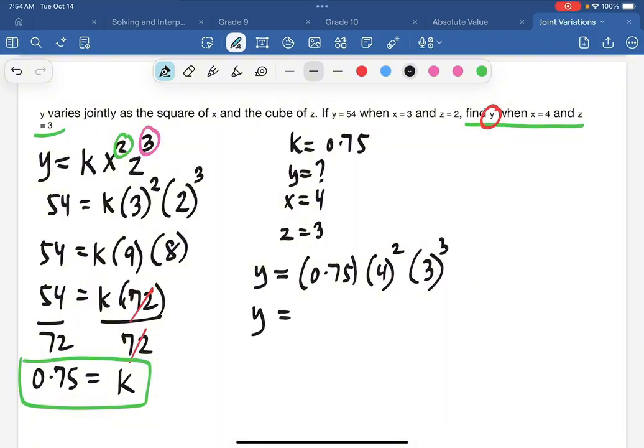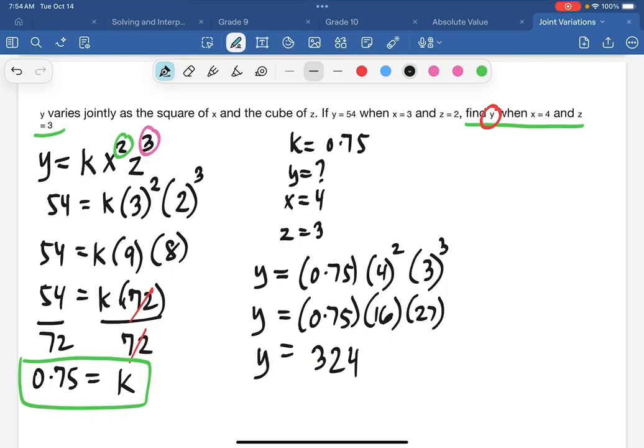You may just use your calculator for a quick computation. So we have 0.75, 4 squared is 16, and 3 cubed is 27. So we have 0.75 times 16 times 27. 16 times 27 is 324. And this is the value of y.